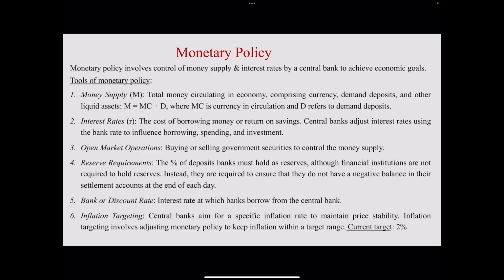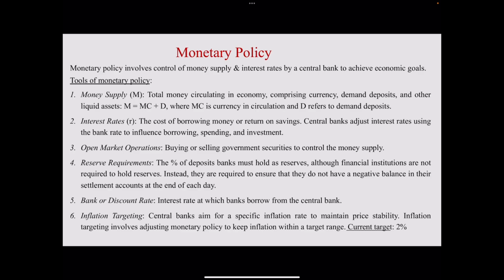There's a term, FOMC, which refers to the Federal Open Market Committee. This is the Federal Reserve of the United States, which is their central bank. This is their committee that makes the open market decisions, how much buying and selling of government securities will occur.